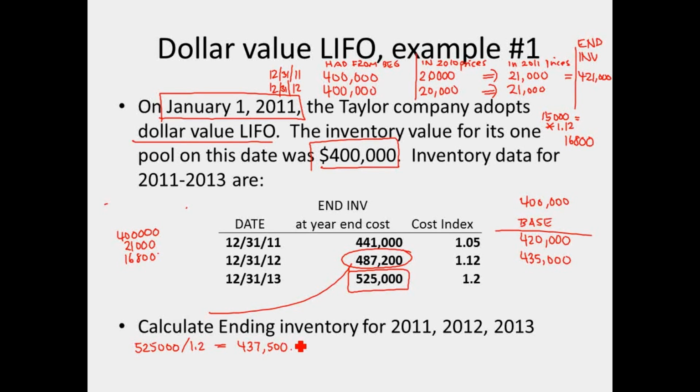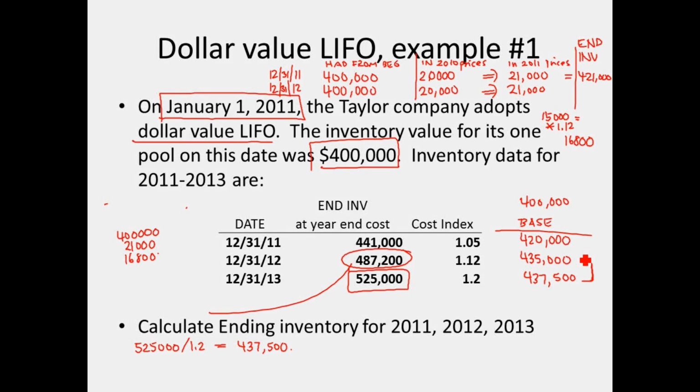We could convert everything to 2012 prices arbitrarily, right? We could convert some forward and some backward, but why? We pick a base year, and then everything is simply converted to that base year. So now I'm going to look at 437,500, okay? Now I can compare this inventory in base prices to this inventory in base prices. Okay, go ahead, take it over again.